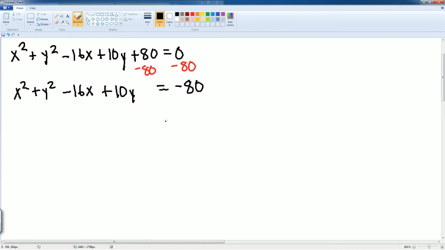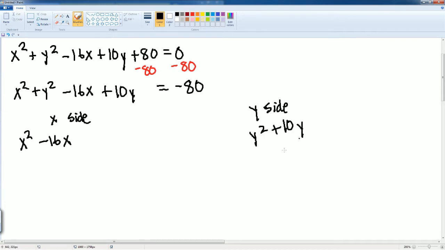We want to see this as two separate problems, okay? The x side and the y side. All right, so let's do the x side. We're going to complete the square for the x side, which was x squared minus 16x. The y side was y squared plus 10y. So here, our b was equal to negative 16. Now we half it. So negative 16 divided by 2 gets you negative 8.